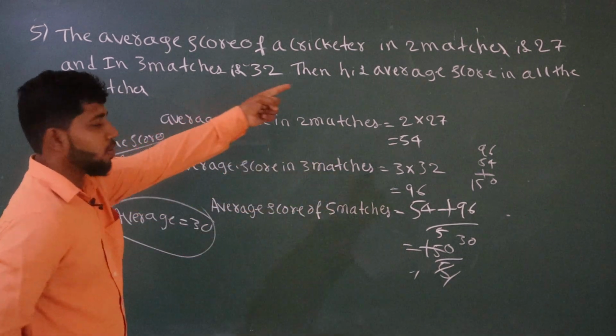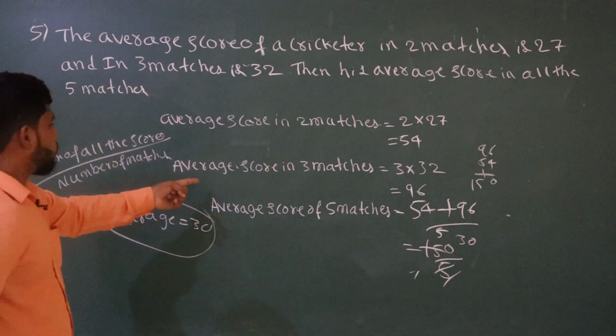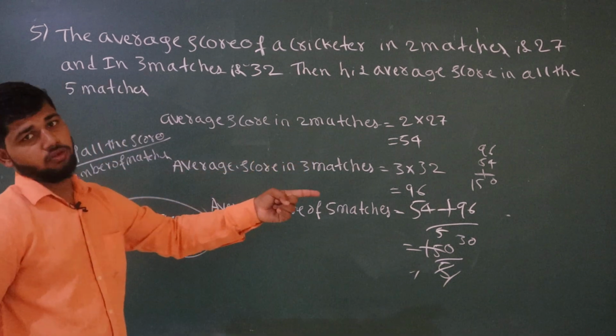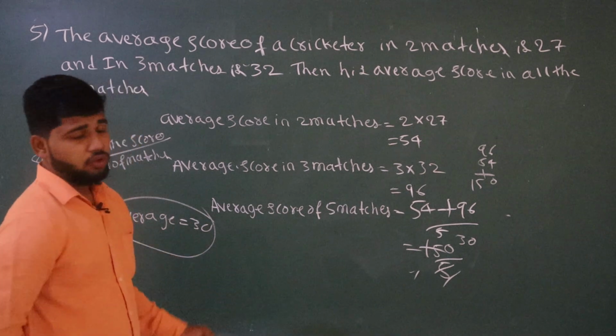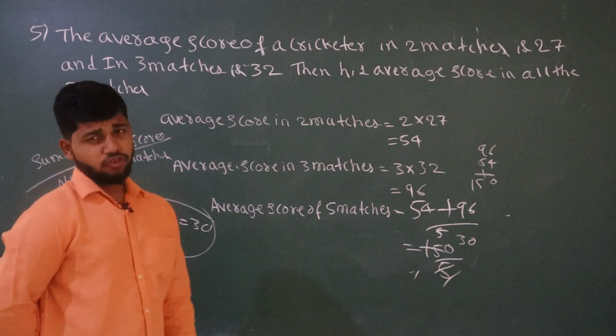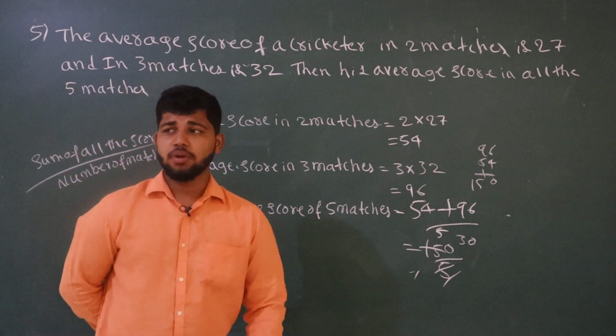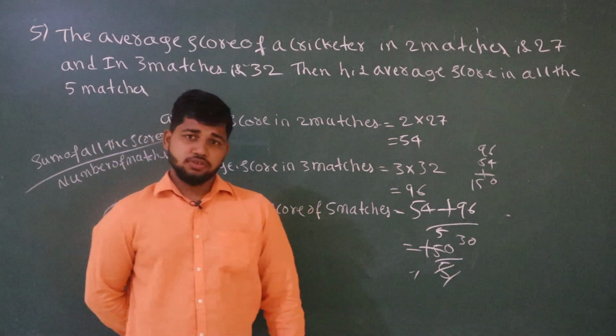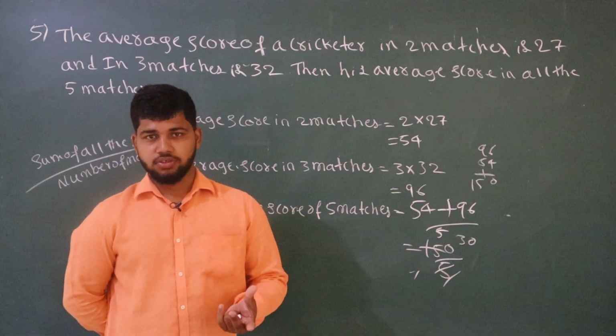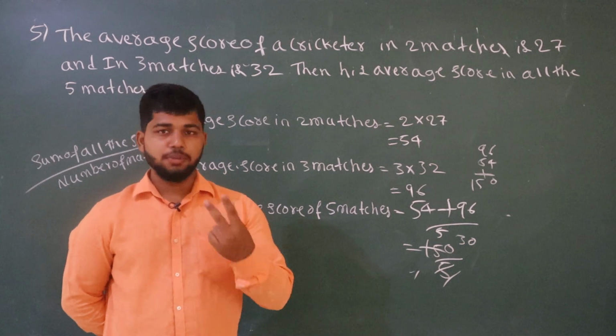Again, the average score of 3 matches is 32, so 3 into 32 gives you 96. Now when you are going to find the average score of the 5 matches, what is the formula you are going to use here? Sum of all the scores divided by the number of matches.